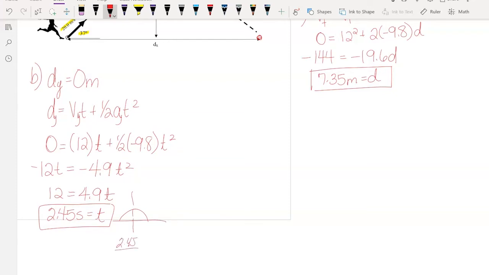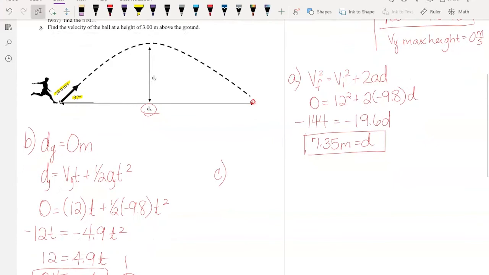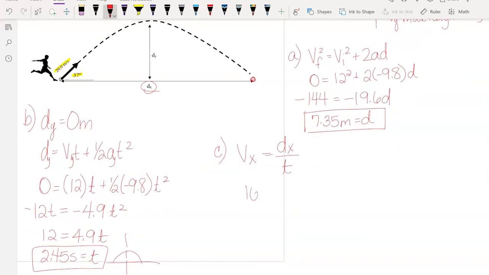So 2.45 divided by 2. You know, it did have that second question. So then let's see what C says. C asks the horizontal range of the ball. So it wants this dx. Well, we have the Vx. We're looking for dx, and we do have time. So 16 equals dx divided by 2.45. Remember, this is the only equation we can use in the x direction. So 39.2 meters is the dx.